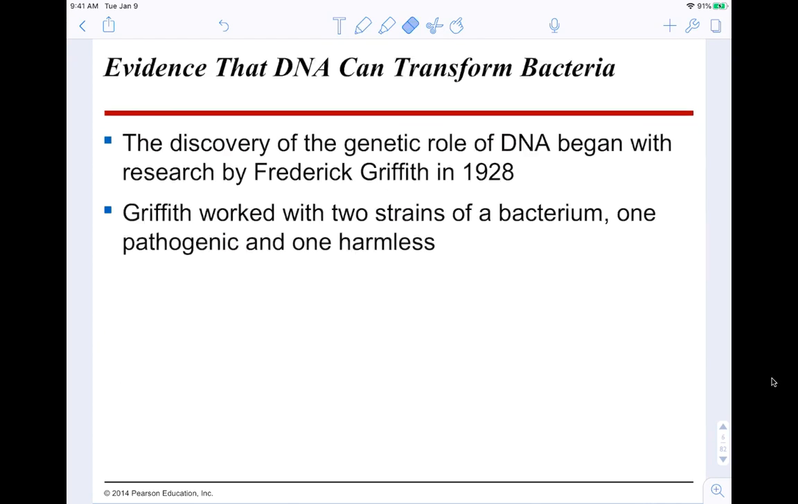So we're going to discover that DNA can transform. The discovery of the genetic role of DNA began with the experiments that Frederick Griffith conducted. He worked with two different strains of a bacterium. He had one that was pathogenic and one that was harmless. One could cause disease and one was totally not going to hurt you at all. So, two different strains of the same bacterium.